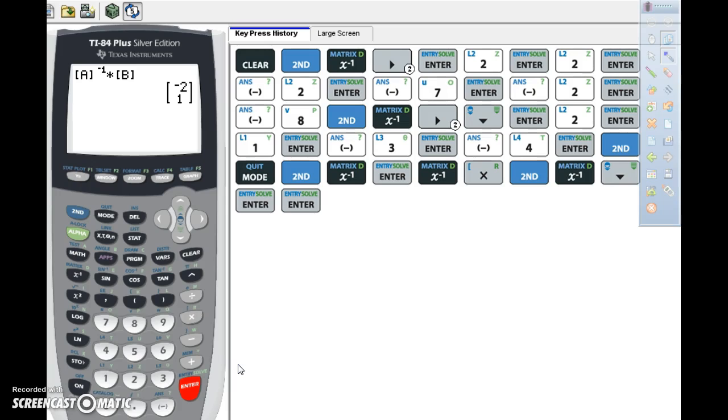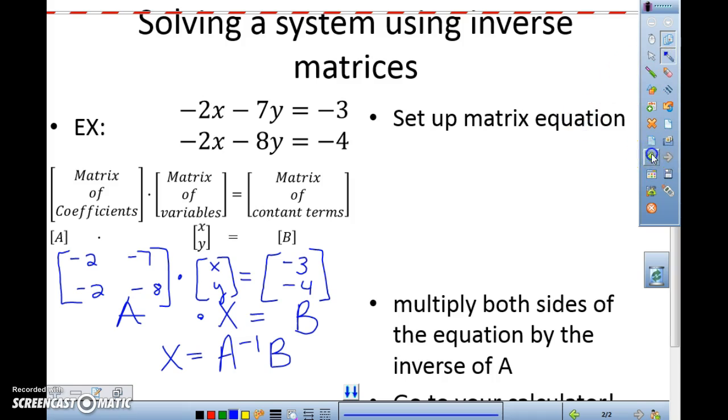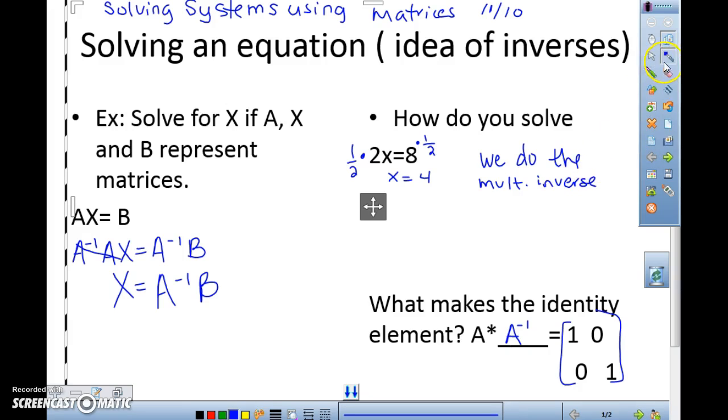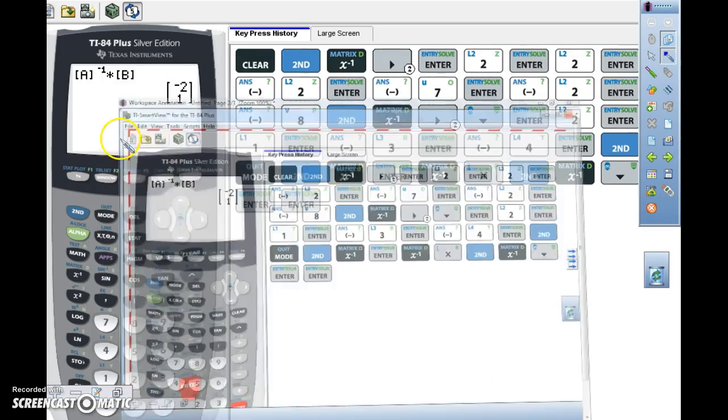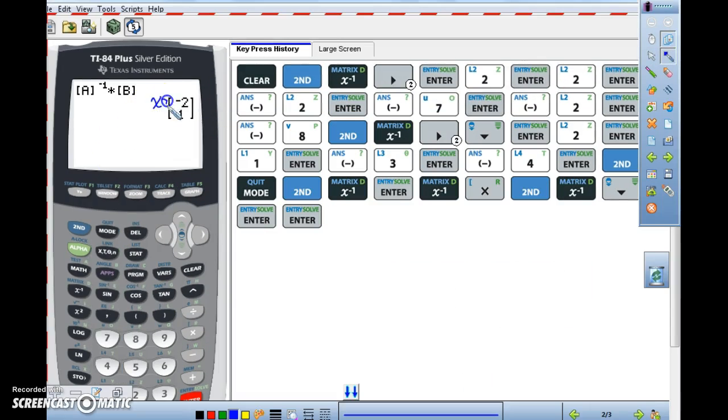So what would X have to equal? It's the first one, negative 2. And Y would be 1. Let me go back. I get that. You get negative 2 and 1. Yes.